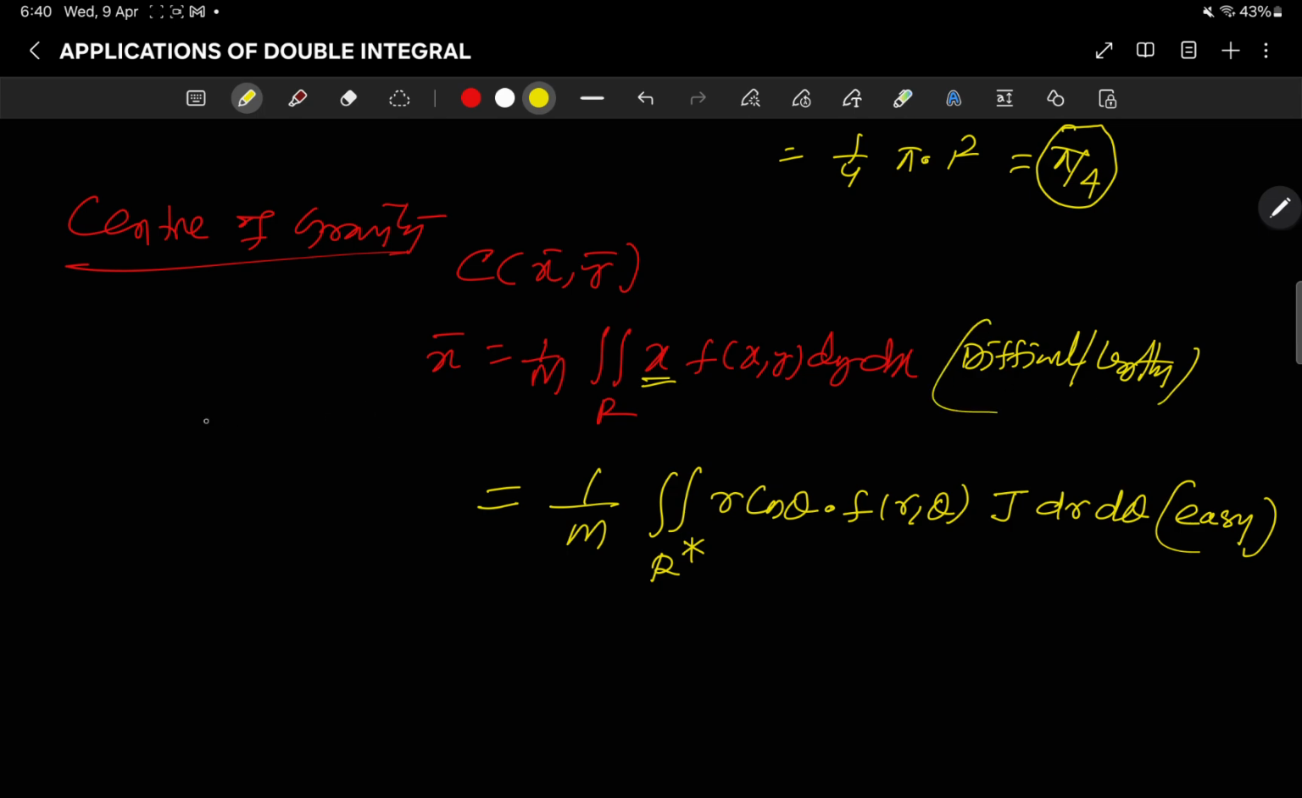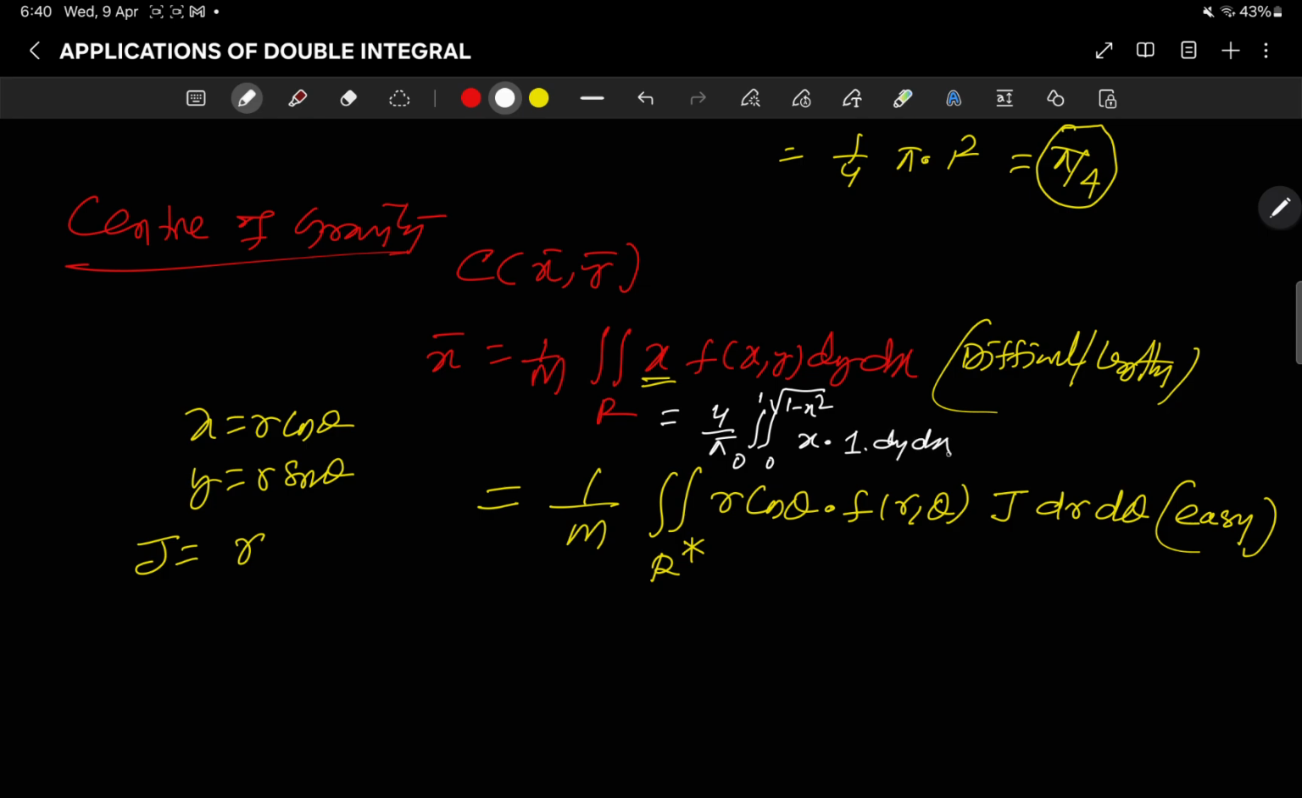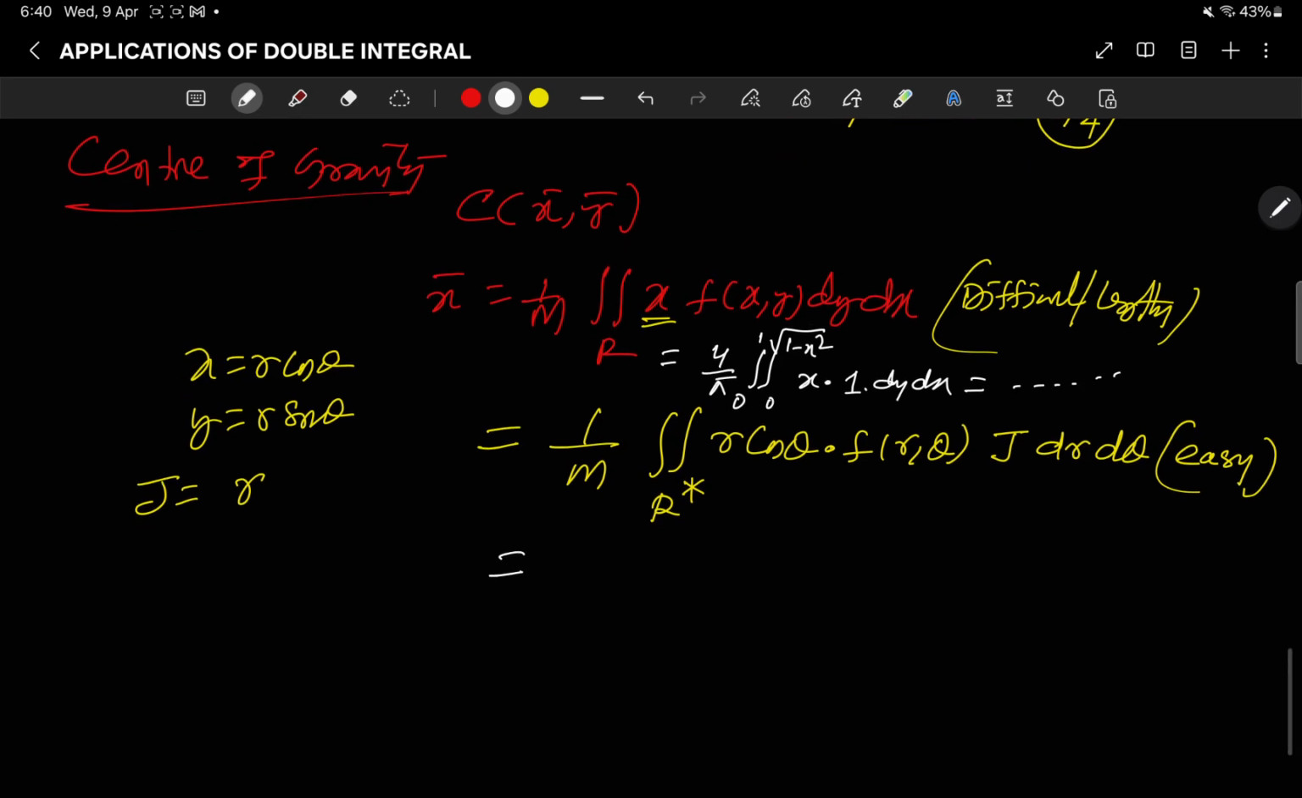How do we get it? We put x is equal to r cos theta and y is equal to r sin theta. So the Jacobian is r. Now if you really want to evaluate the integral directly, it will be 1 by pi by 4, meaning 4 by pi, with limits 0 to 1, and 0 to square root of 1 minus x square, of x into 1 into dy dx. We have to evaluate it. Alternatively, the integral in polar form is quite easy.